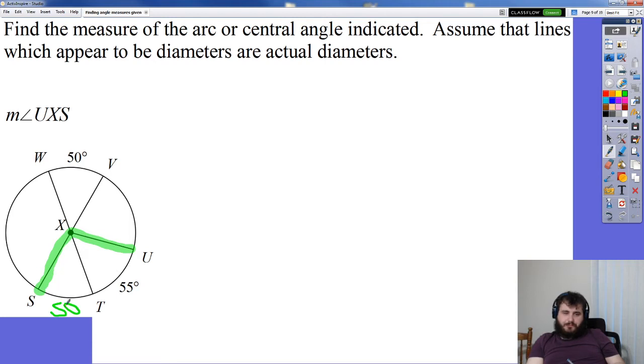We talked about that. But so now I need angle UXS. Well, here's the two arcs. 55 and 50 makes 105. Since 55 and 50 make 105, we can just add those up and get the angle. So the answer, 105 degrees.